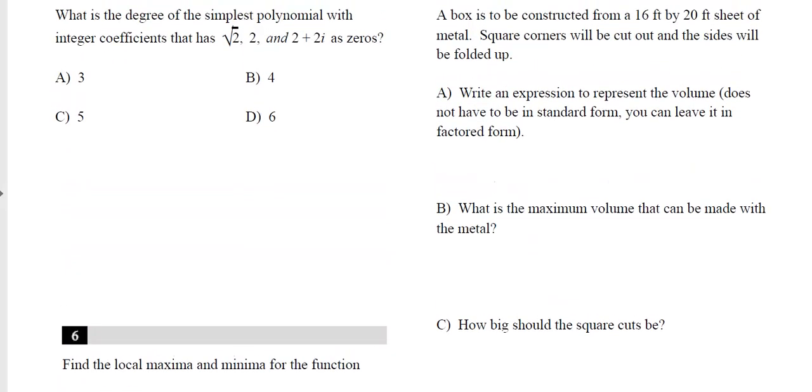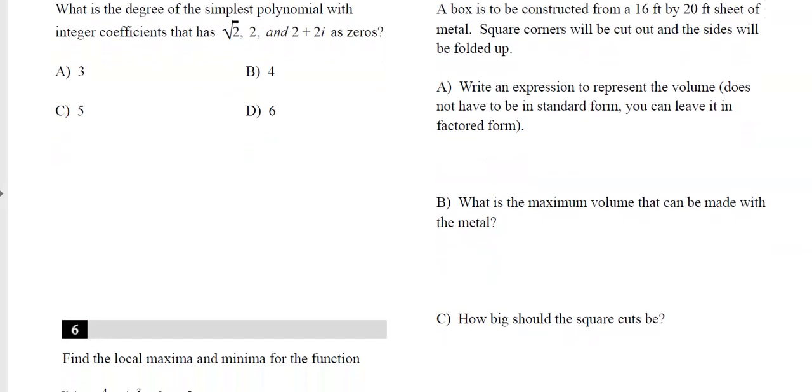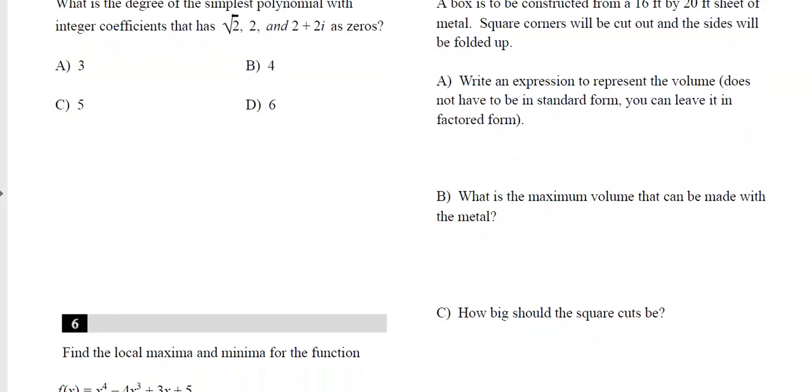All right. Number 7. A box is constructed. So we've kind of done a few of these before. We did it in quadratics, now we're doing polynomials. Let's check it out. So we have sheet metal, 20 by 16. We're cutting out x's.